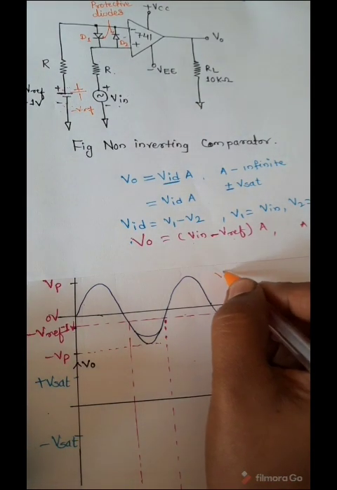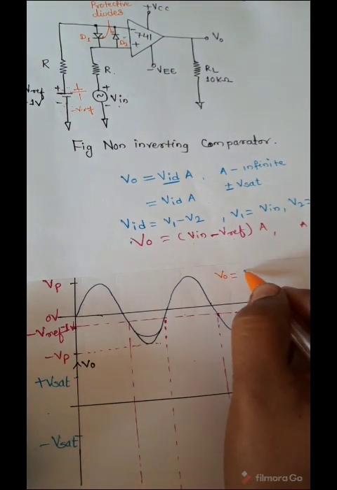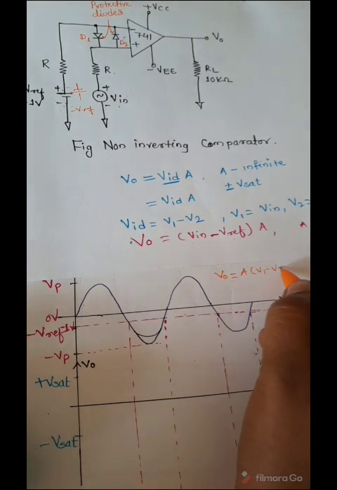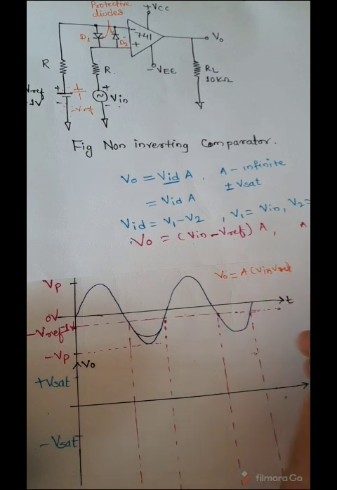Let's start with the equation. V0 is equal to A into (V1 minus V2), or directly we can write V in minus V reference. We know it very well here. V in minus V reference.